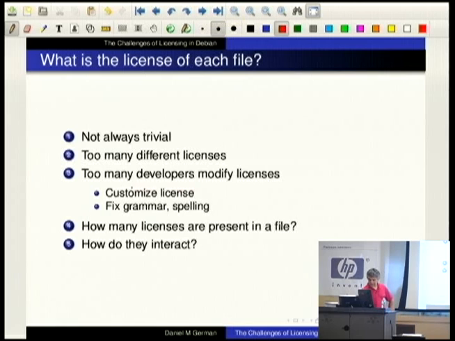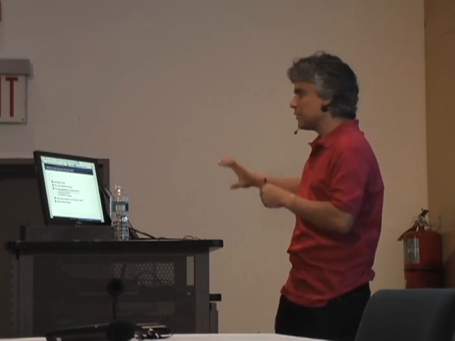The other problem is that many developers modify licenses. The GPL, for example, has the ability to add exceptions to it. From my point of view, if a file has the GPL with an exception, that's a different license. It's not the GPL anymore. It's one of the children of that version of the GPL. But from a practical point of view, it acts as a different license because it cannot be combined the same way as with software without that exception.